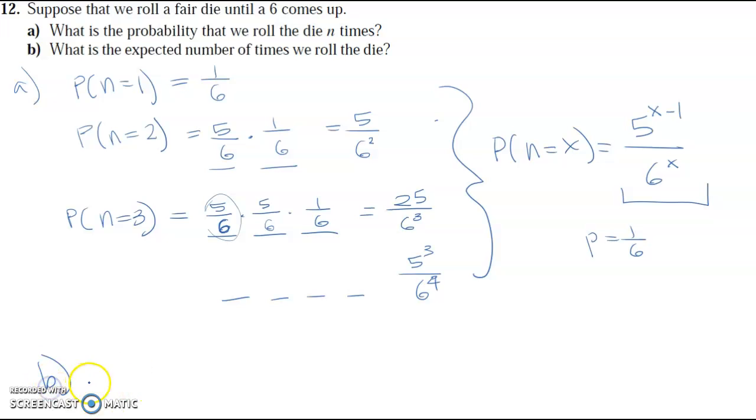Therefore, we can go on to part b. What is the expected number of times we roll a die? The expected number of times is going to be 1 over p. Again, this is a geometric distribution, so it would be 1 over 1 over 6. So that's going to give us the value of 6 as the answer.